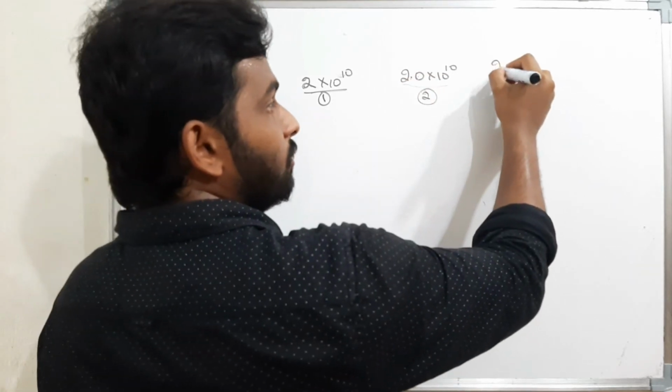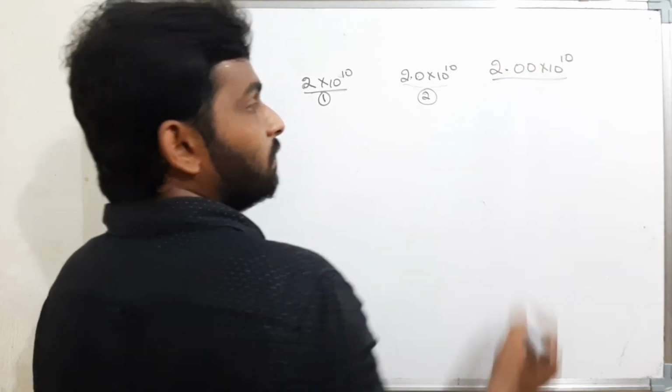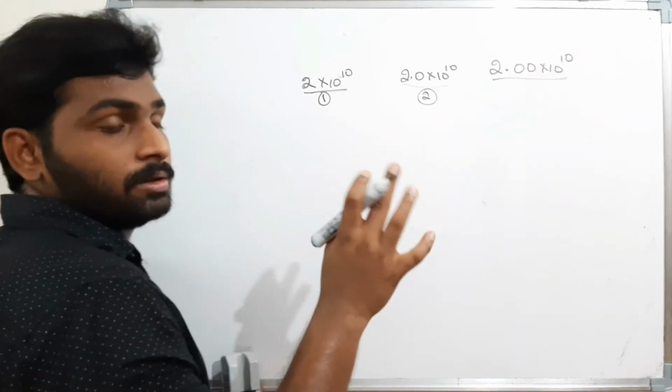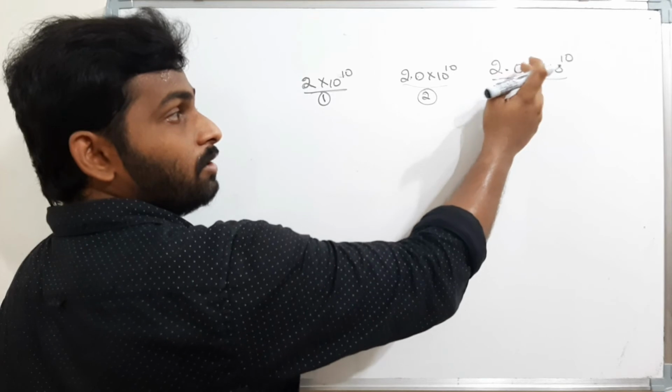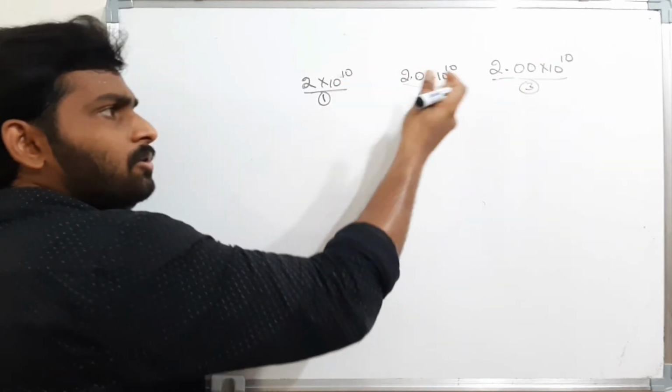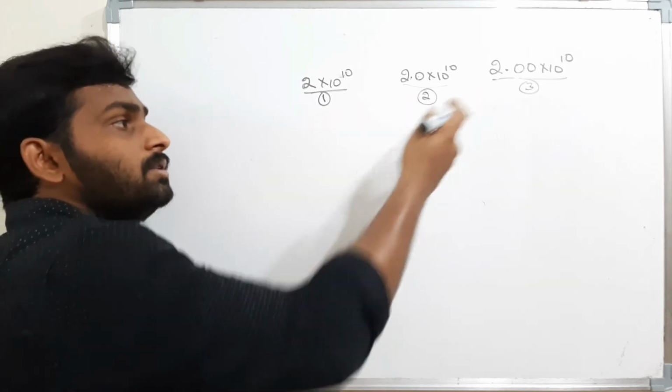Now I will take some other value. 2.00 into 10 power 10. How many significant figures? This 10 power 10 is not counted. But these 2 zeros have to be counted. Therefore number of significant figures are 1, 2, 3. Therefore 3. Now see here, the value is same. But why are the significant figures changing?